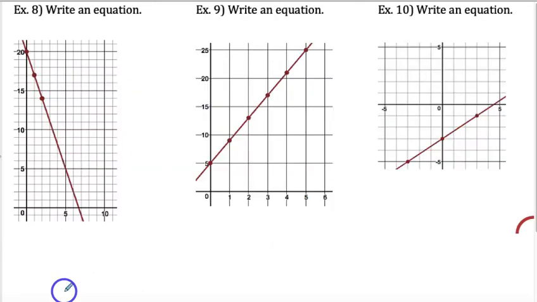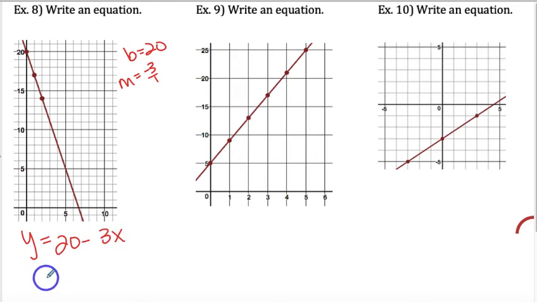Let's take a look at the next 3 examples here. Again, I noticed that my starting point on this graph is at 20. And using the points that they already have indicated, I'm scaling by ones. I can see that I'm falling 3 and running to the right 1. So my slope is going to be a negative 3 over 1. And so my equation will be y equals 20 minus 3x.